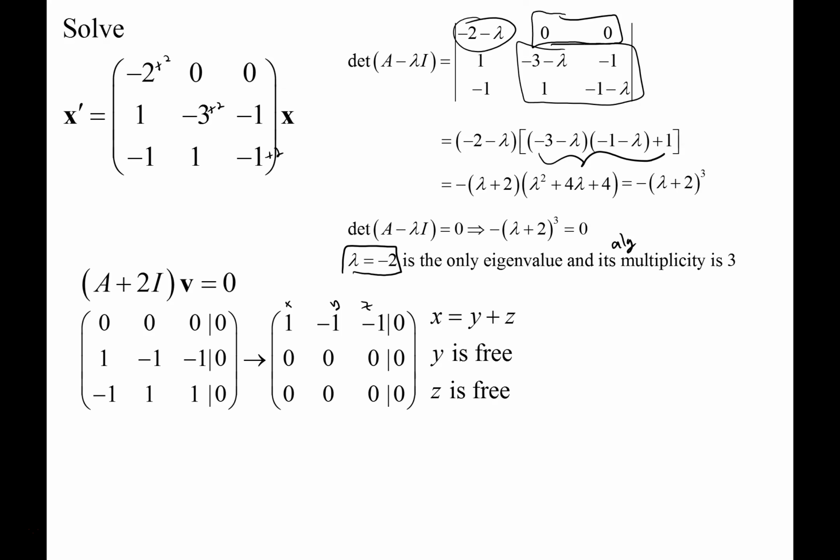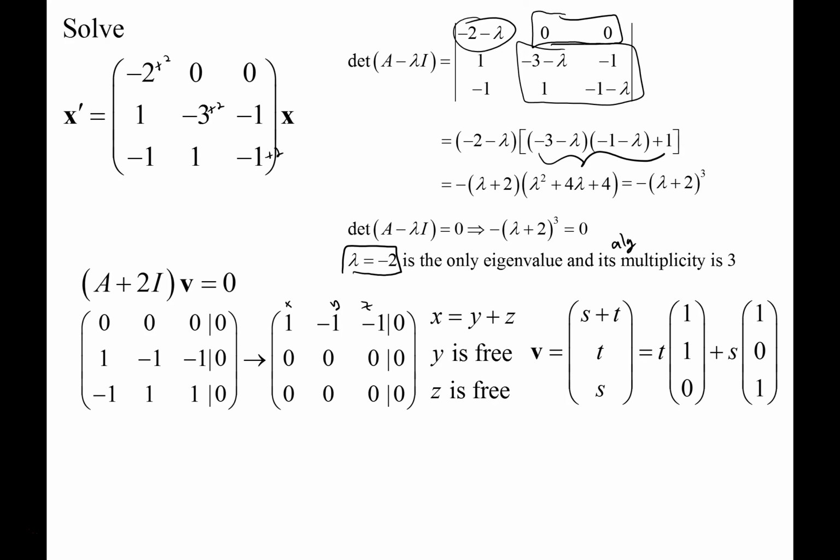So y is allowed to be anything you want it to be, z is allowed to be anything you want it to be, and so what you do is you let variables stand for those. We're going to let y be equal to t and let z be equal to s. And then x will be s plus t.